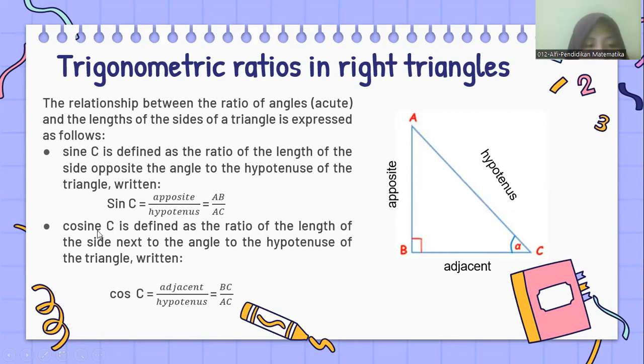Next, cosine C is defined as the ratio of the length of the side next to the angle to the hypotenuse of the triangle. Written: cos C equals adjacent over hypotenuse, or length BC over IC.